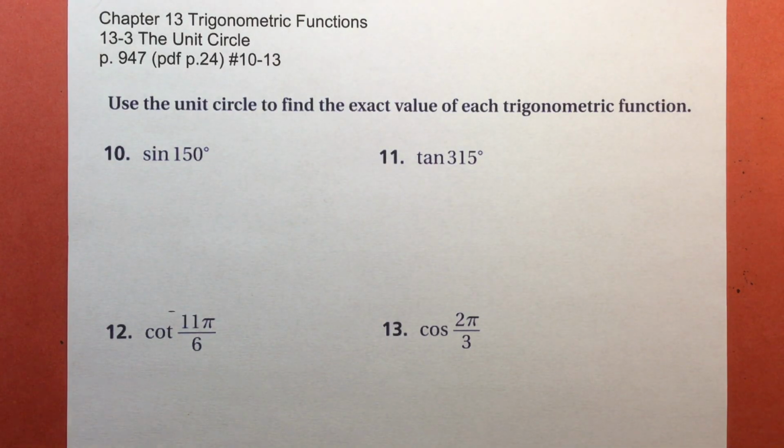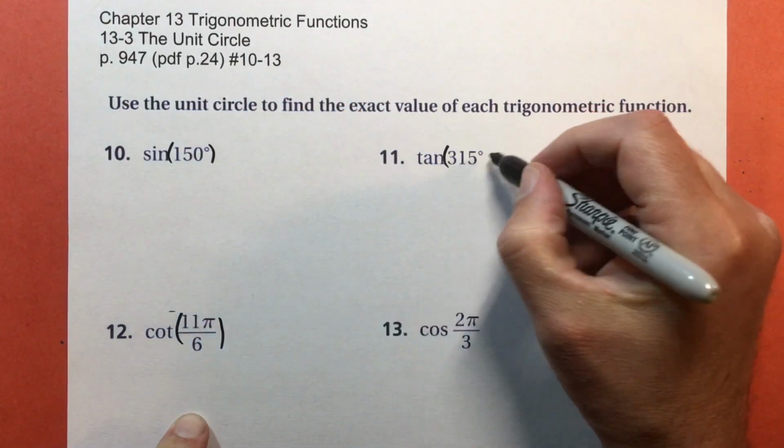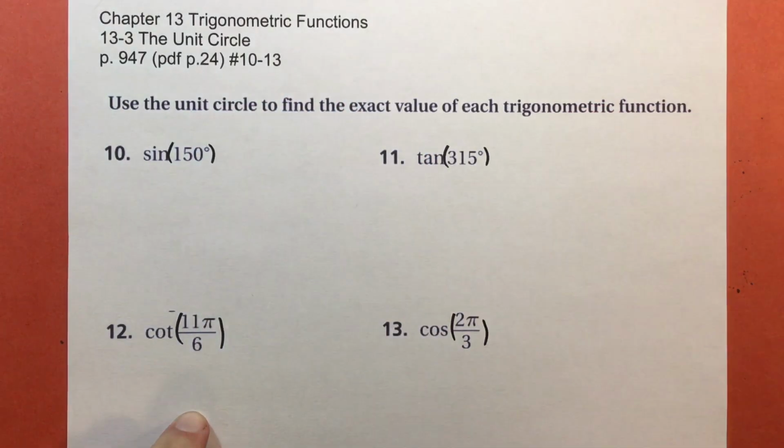We're doing the guided practice problems on page 947, and we're going to use the unit circle to find the exact value of these trigonometric functions. And again, as always, you need parentheses. It's a function, so we use parentheses for the input. So here's what we're going to do.